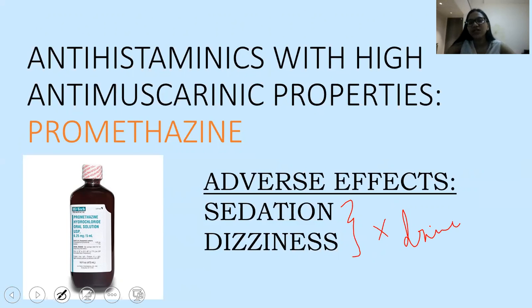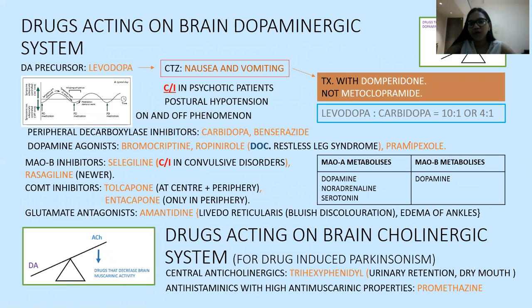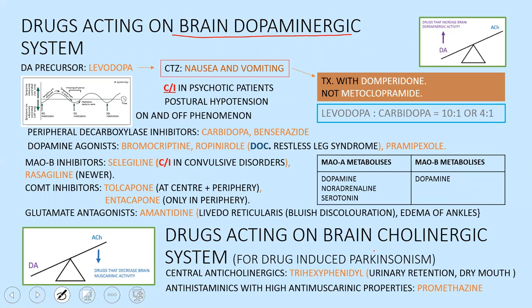So this is a very short and quick summary of what we have discussed already. The mechanism, drugs acting on the brain dopaminergic system, the brain cholinergic system, and the reason why we are trying to do that, some important adverse effects like the on and off phenomenon, nausea, vomiting to be treated with domperidone, some important points, contraindications, etc.